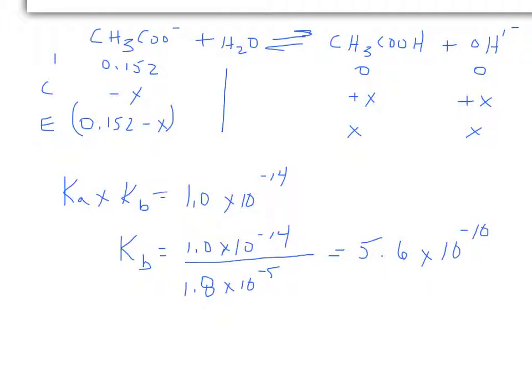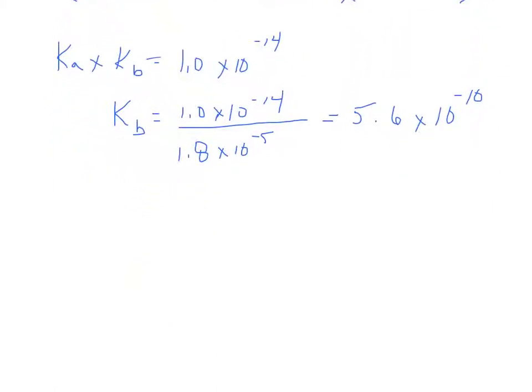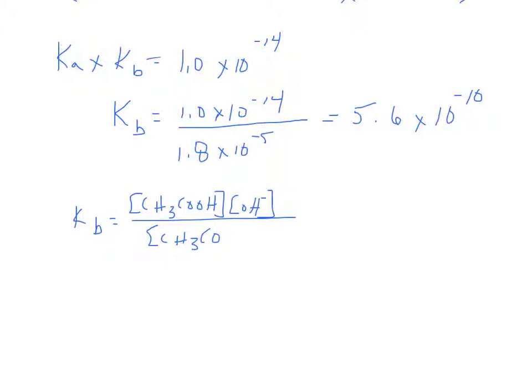I can now sub in the information on my E line of my ICE table into the equilibrium expression for acetate. Kb will equal the concentration of my products raised to their coefficients divided by the concentration of the reactants raised to their coefficients, and that will equal my Kb value.